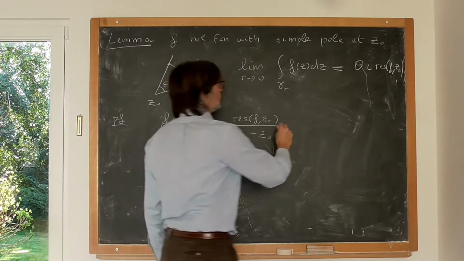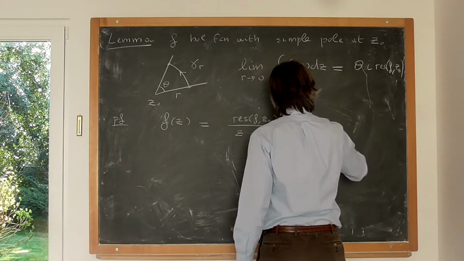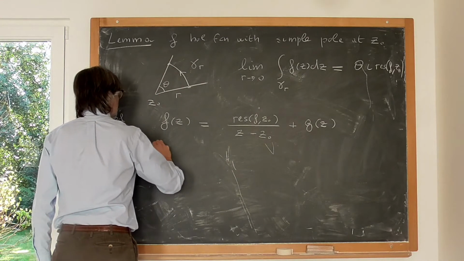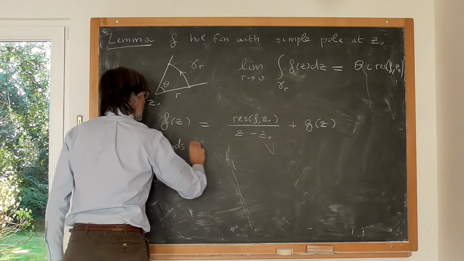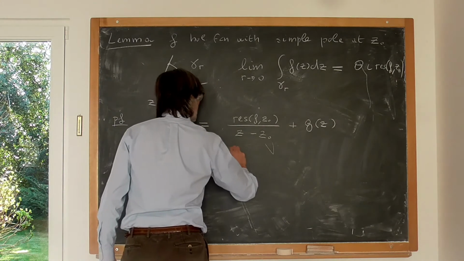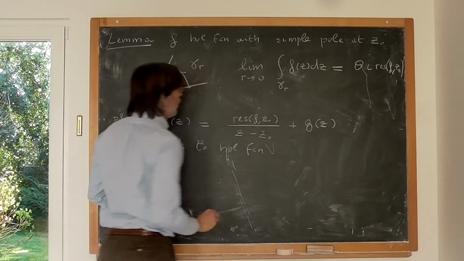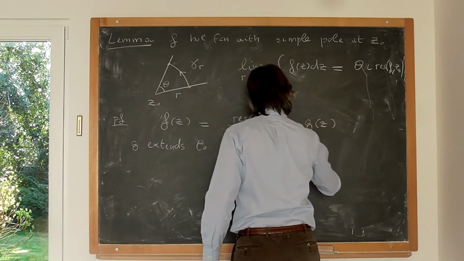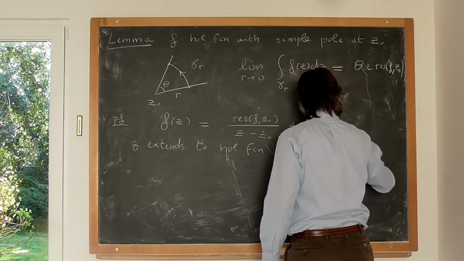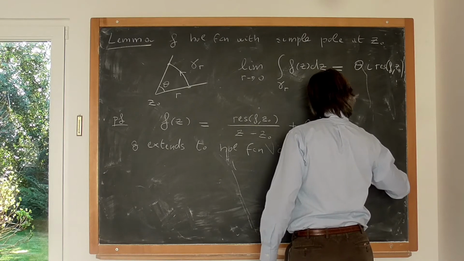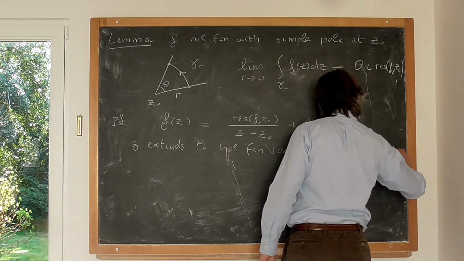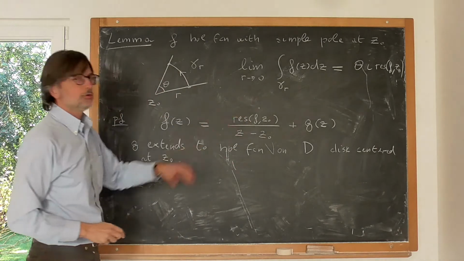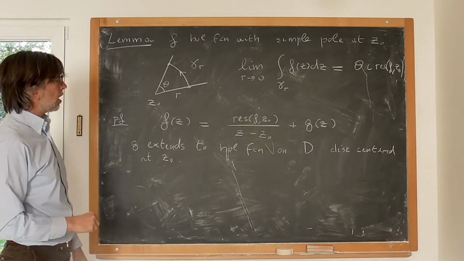And everything else is just the regular part. Then there is plus g of z, where this is regular, so g extends to a holomorphic function on a small disk D centered at z0. This function g is not singular at z0, the singularity is removable.